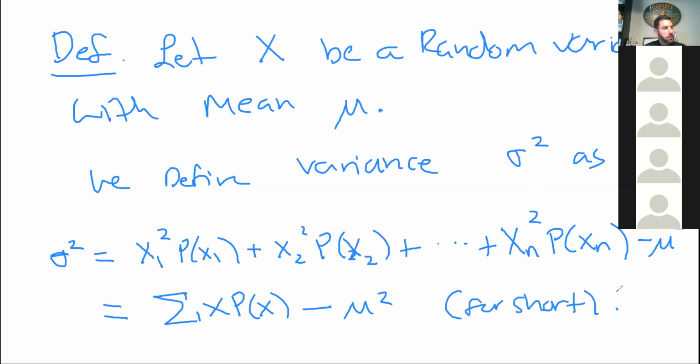So I mentioned this on Tuesday. What is this Greek letter here? This is short for sum. And so what this means is you sum over all values of x.